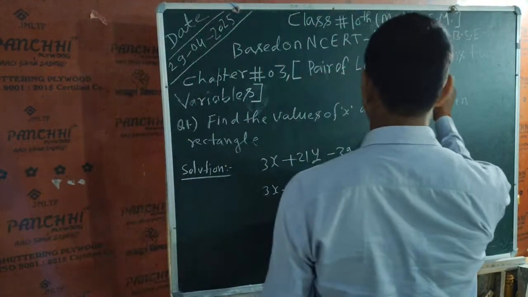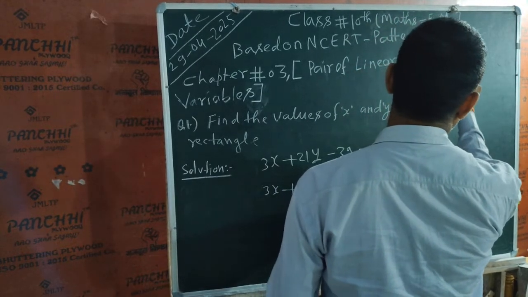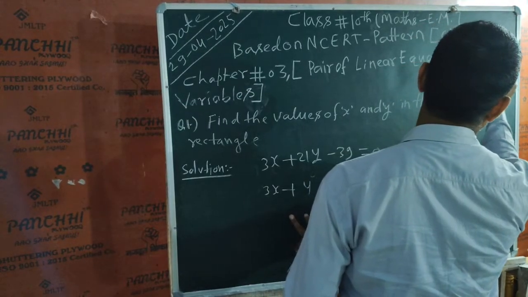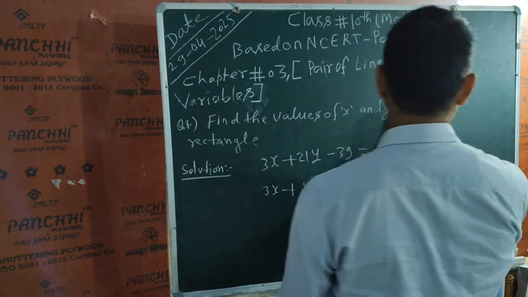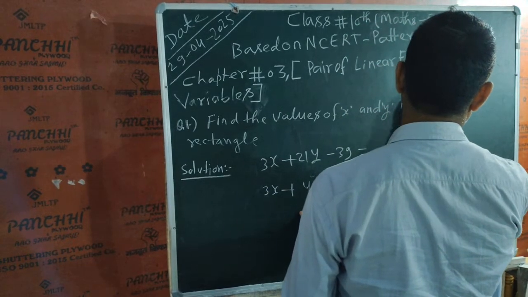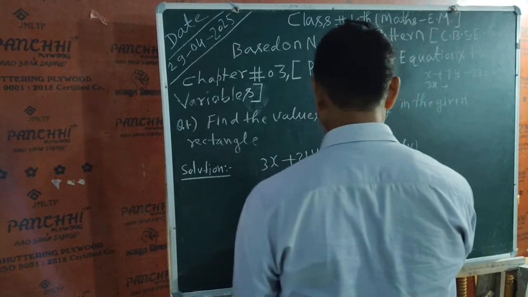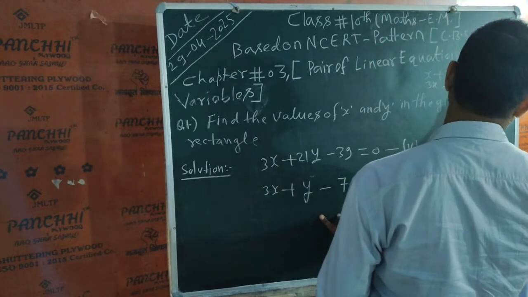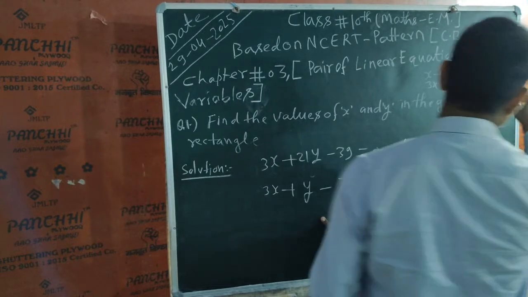Now equation number 3 I am saving here because it is important, and as per requirement I will use it. This is equation number 1, which I have to save here, and equation number 3 is written as 3x plus y minus 7 is equal to 0. I have to write that there.